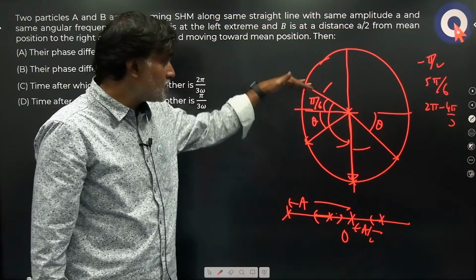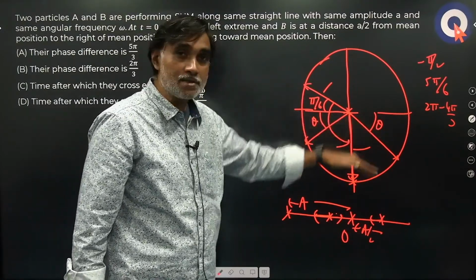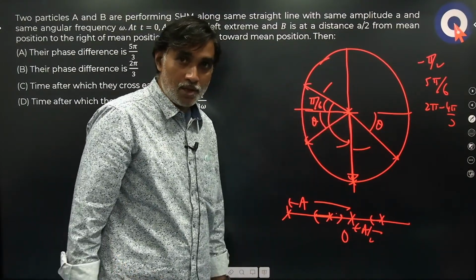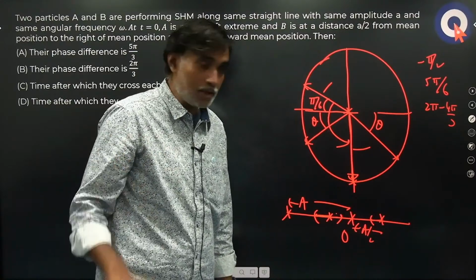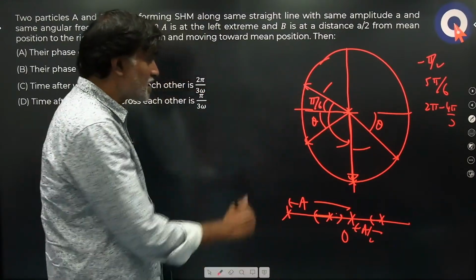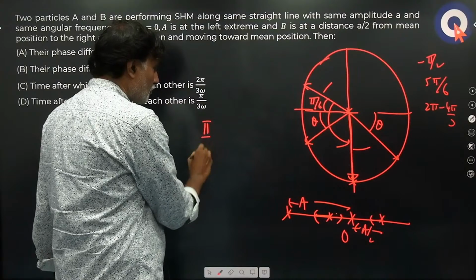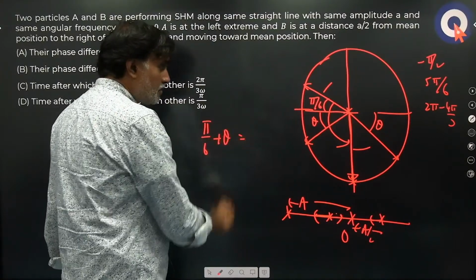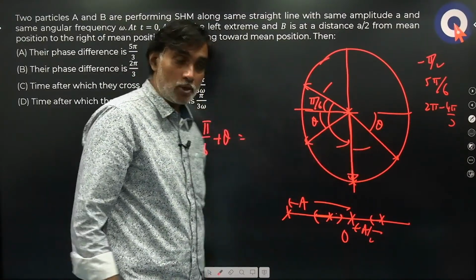Okay. Because omega is the same, theta should be the same. In a time t, this has rotated like this, and this also has rotated like this. And omega is the same for both of them. So theta should be the same, theta equal to omega t. So how much has it rotated? Pi by 6 plus theta. That is equal to how much this has rotated? Pi by 2 minus theta.